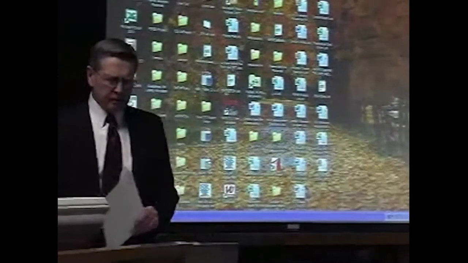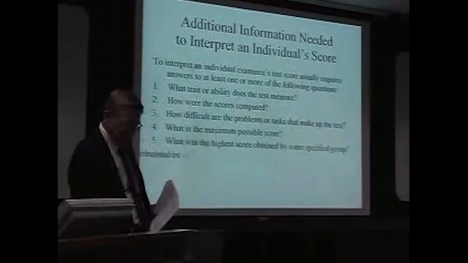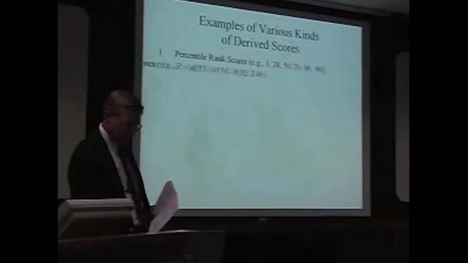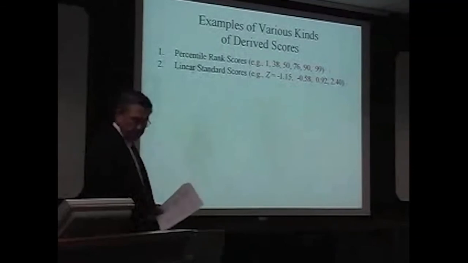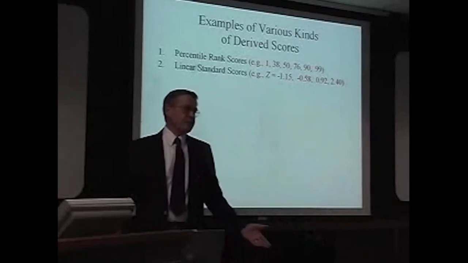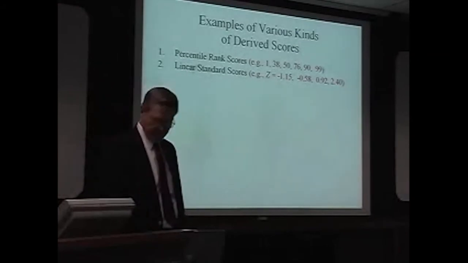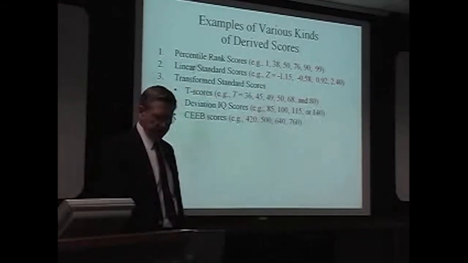Some of them are negative. And people don't like negative scores. So we use another transformation to go beyond that. We use transformed standard scores. To get rid of these negative numbers or the decimals, we use some sort of simple transformation. The simplest case would be to multiply each Z-score by 10 and add 50. That creates what we call T-scores.